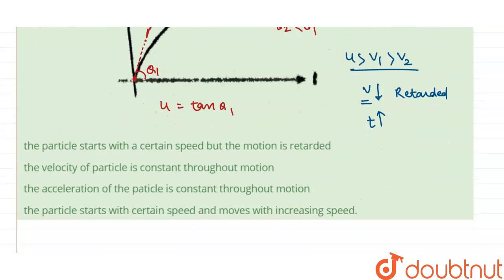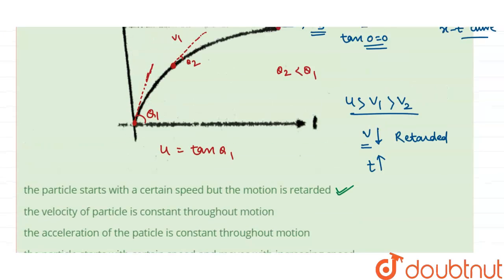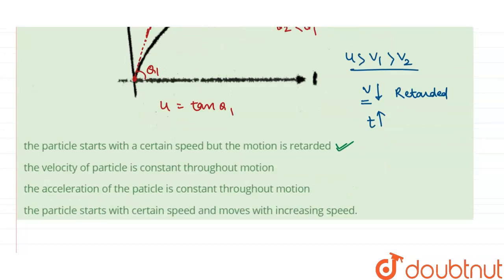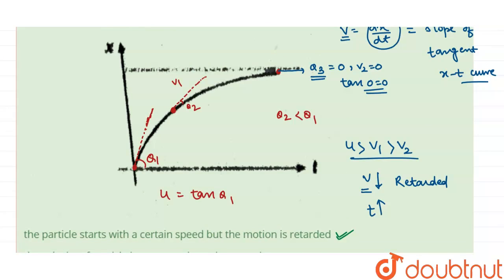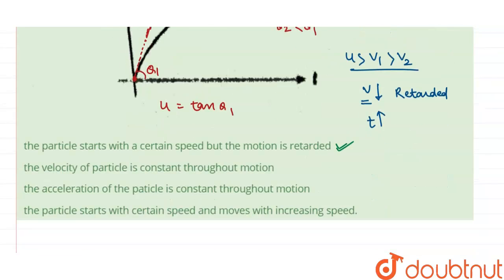The first option is: the particle starts with a certain speed but the motion is retarded. Yes, this is the correct option, because the particle started with a velocity u, and when the time increased, the velocity of the particle decreased. That means the motion is retarded, and at the final point the velocity is 0. So this is the correct option.